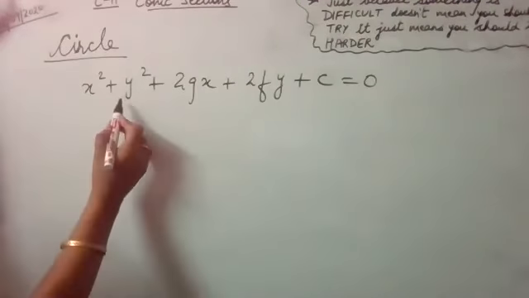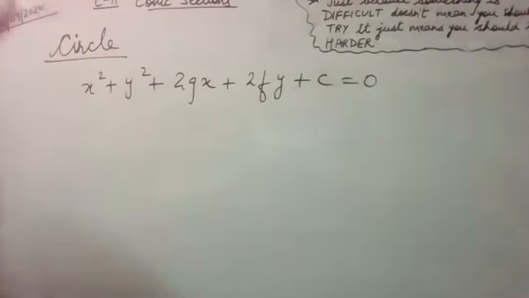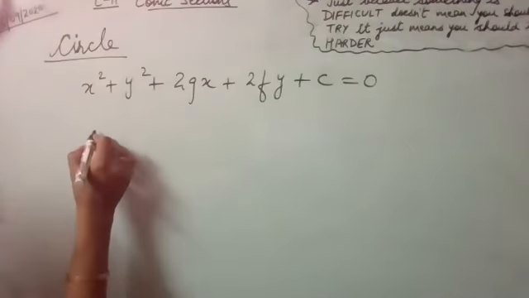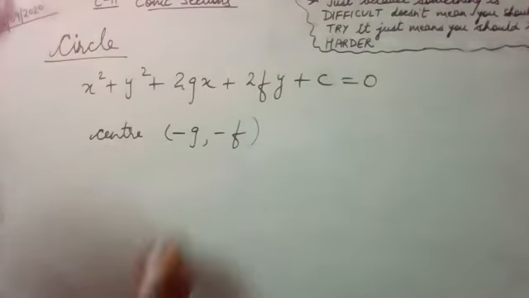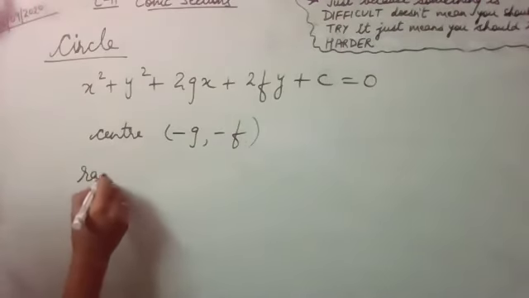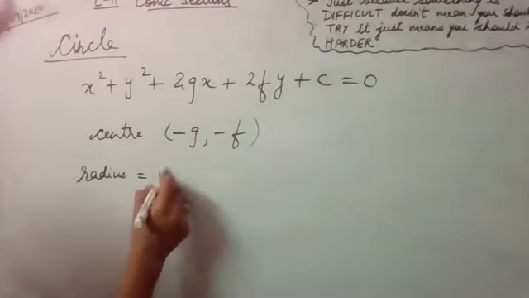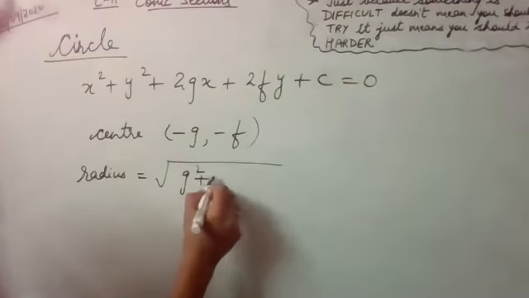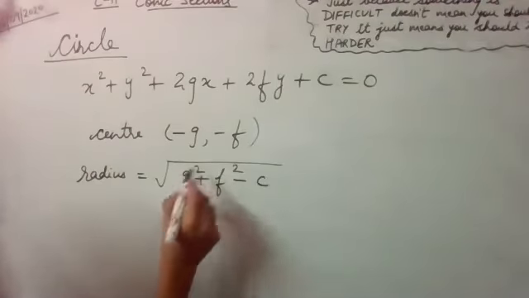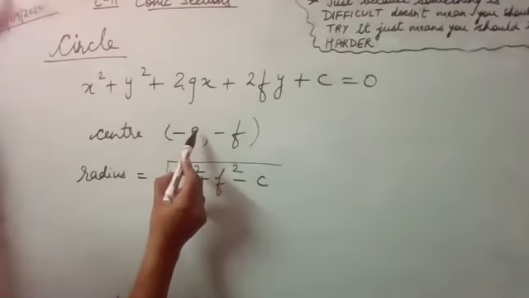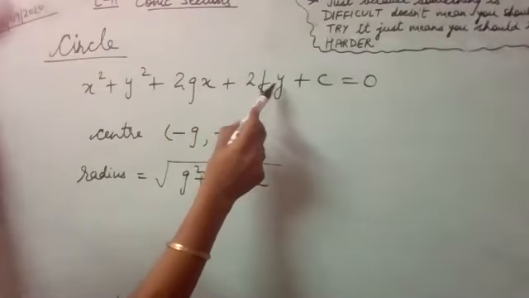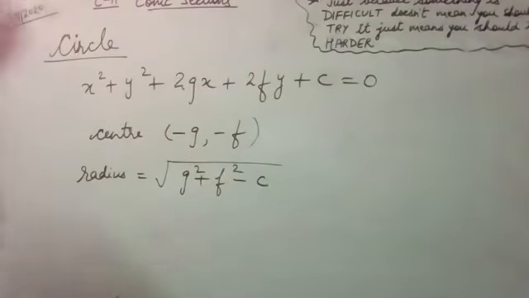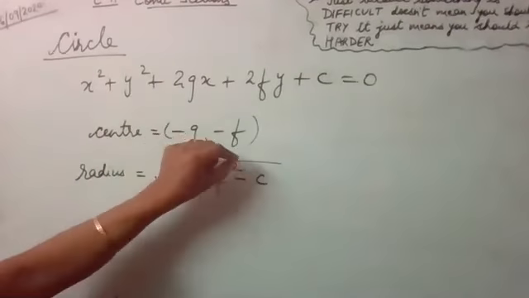Either you can solve it by converting it to a perfect square, or from here we also have the coordinates of the center as minus g, minus f, and the radius as square root of g square plus f square minus c, where we are taking 2g as the coefficient of x, 2f as the coefficient of y, and c is the constant term. You can compare accordingly and get the values of g and f.